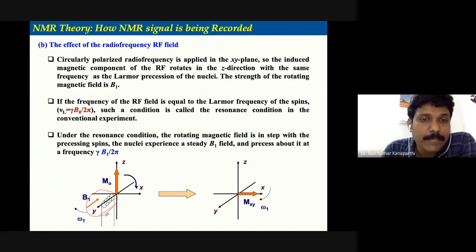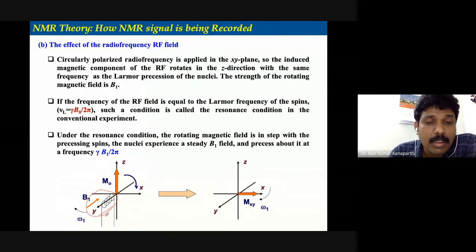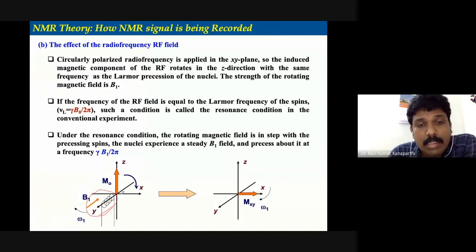Are you following? Why are we choosing this particular direction? Well, there are historical reasons. The receiving coil is something I have just spelled out; that will be along the x-axis. We will see that later. But for the time being, what you should remember is that the circularly polarized radio frequency is applied through the y direction.